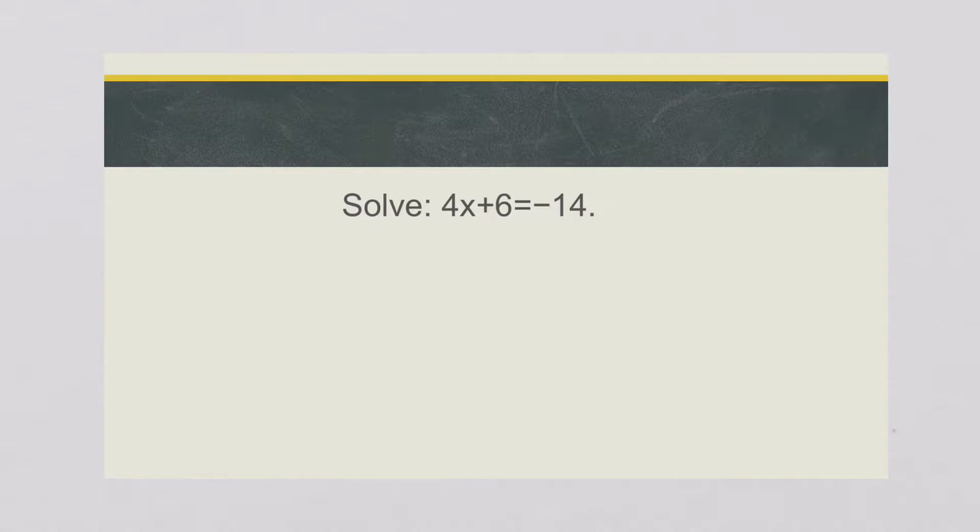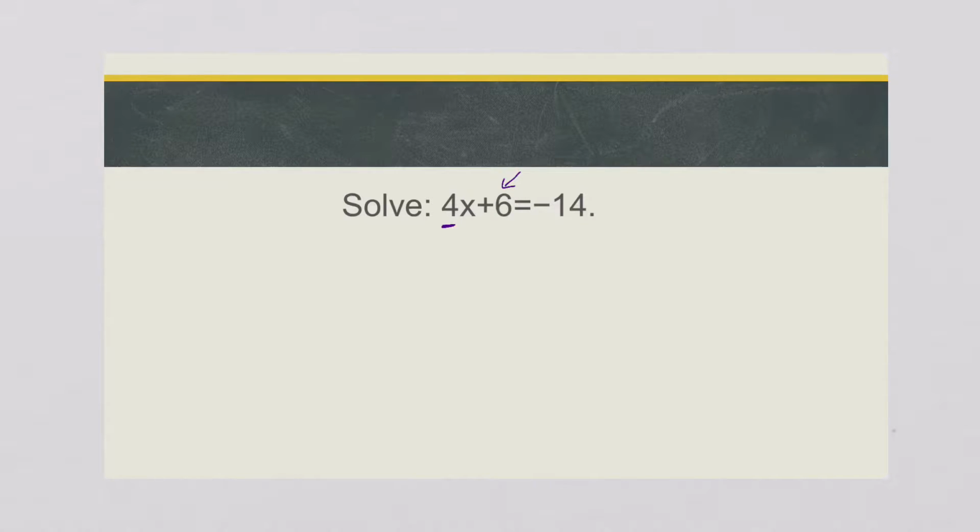Let's start off with a little bit of a review. 4x plus 6 equals negative 14. We have to look at this and see what's happening to our variable. Well, it's being multiplied by 4. It's also being added by 6. So here's what you want to do in order to solve these equations where you have more than one operation going on. You want to undo addition and subtraction before you undo multiplication and division.